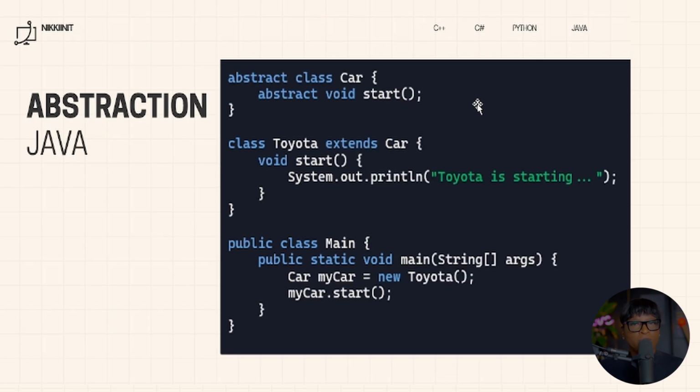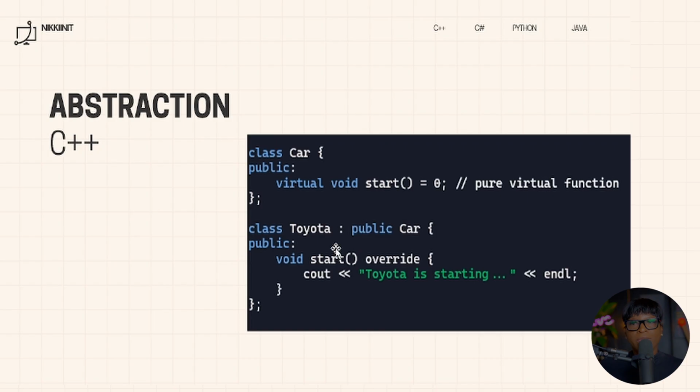This is how abstraction looks in Java. You say abstract class and you add your methods in your class. And here it says class Toyota, right? And it extends the car class. They use the term extends. Now, if we go back to C++ abstraction, here it says public instead of extends. Now, public is just an access specifier. How can you access the car, right?